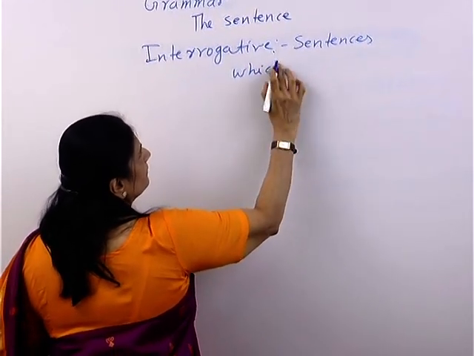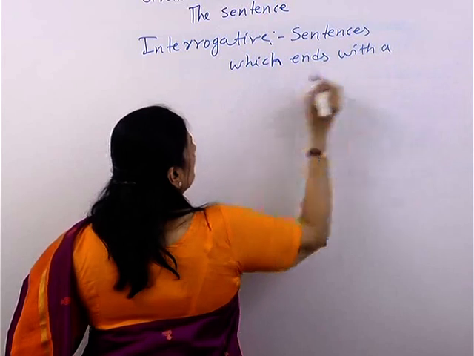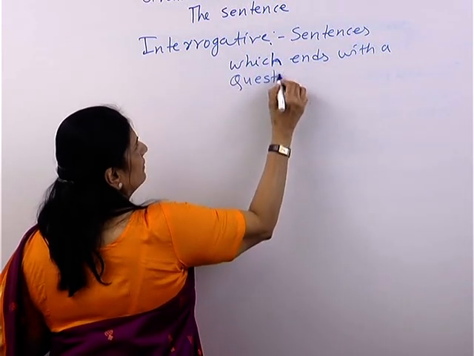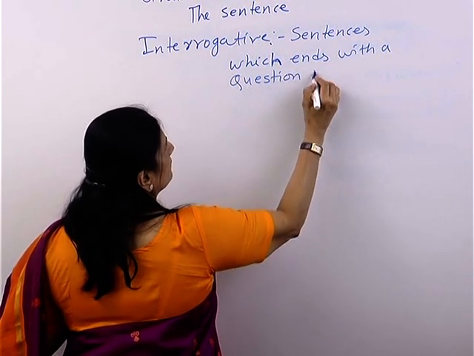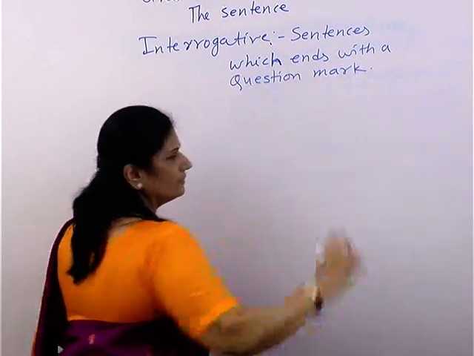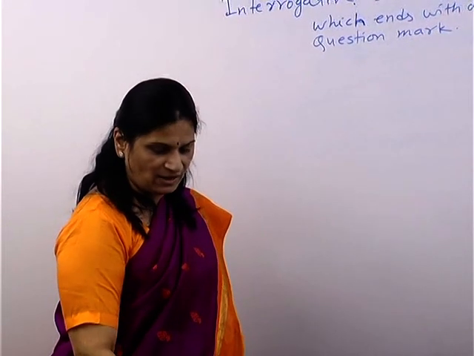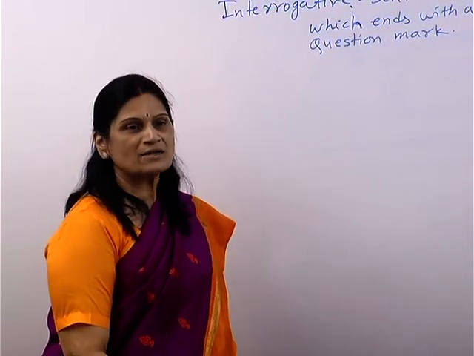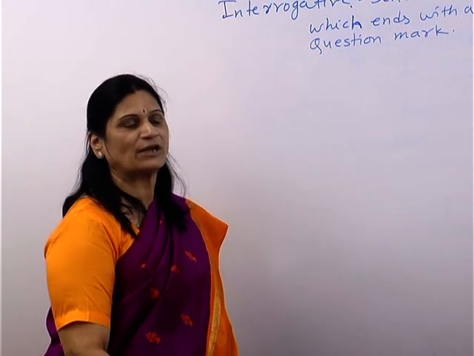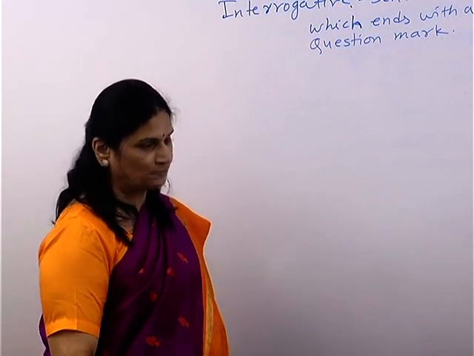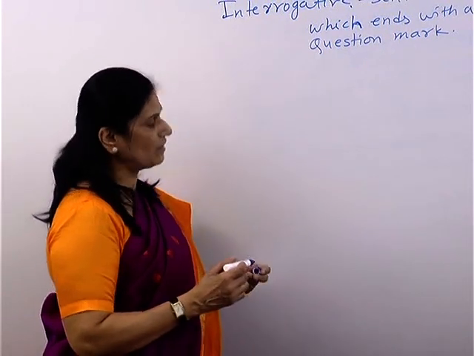which ends with a question mark. It is very easy to understand, student. These 4 kinds, if you understand very well, then you are sure to get the marks. Each question carries 2 marks, and I am sure that you will do the best to get 2 marks for this type of question. Now, interrogative. Interrogative means the sentences which ends with a question mark.